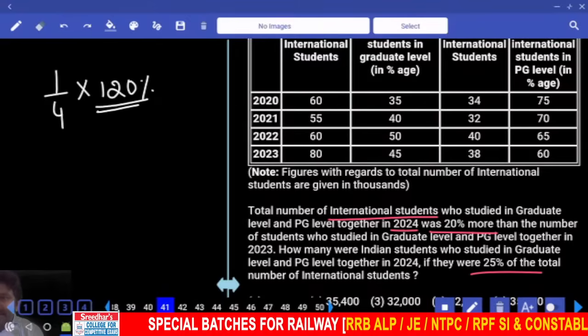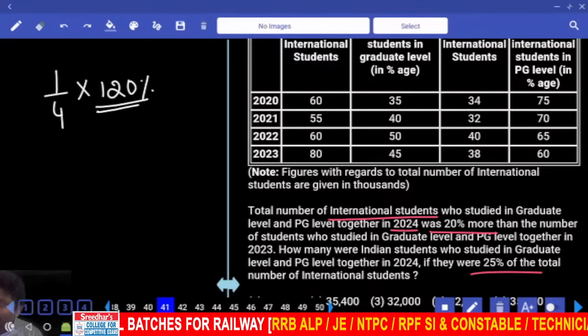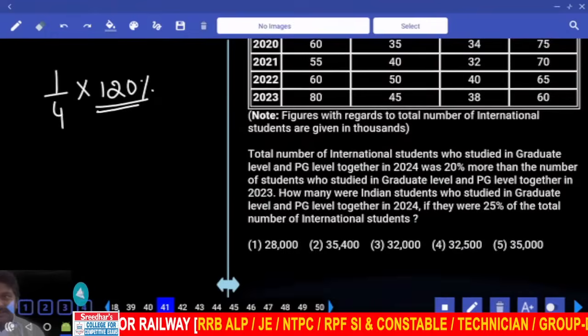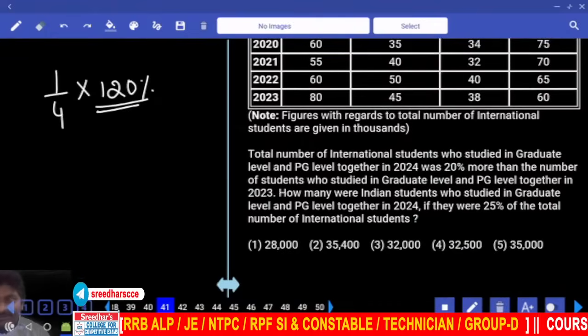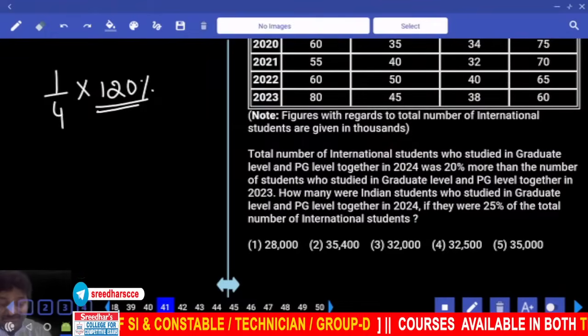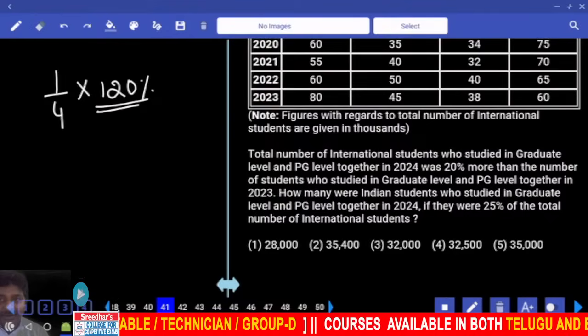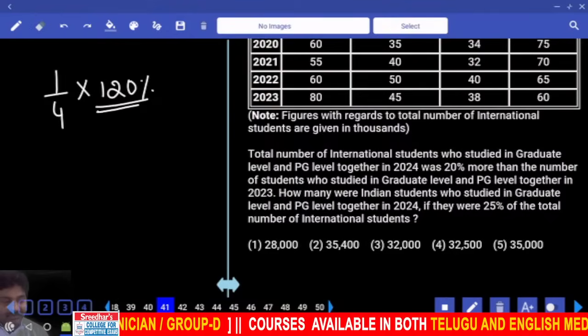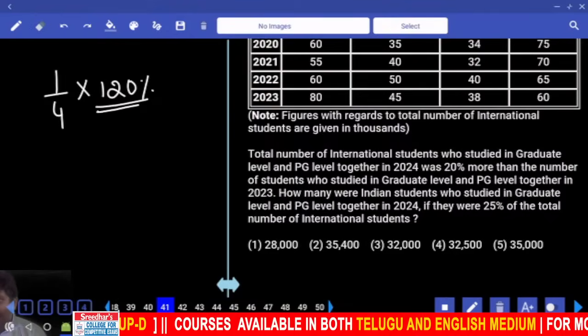When you have 120, the answer must be a multiple of 3. Let us not go to the data, go to the options and see how many multiples of 3 are there. Can it be the first option? No. Second? Yes, maybe. Your answer. Third? No. Fourth? No. Fifth? No. Why go to the data?